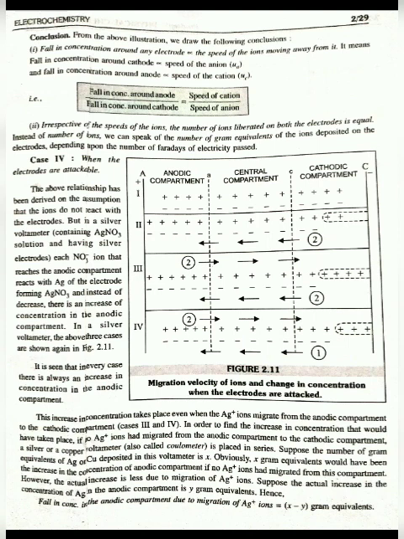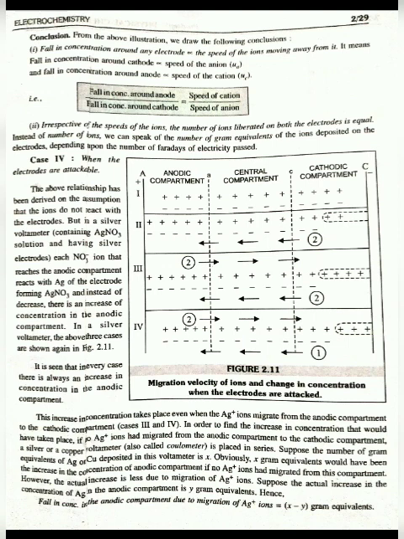Case fourth, when the electrodes are attackable. The above relationship has been derived on the assumption that the ions do not react with the electrodes. But in a silver voltameter containing AgNO3 solution and having silver electrodes, the NO3 negative ion that reaches the anodic compartment reacts with Ag of the electrode forming AgNO3, and instead of a decrease there is an increase of concentration in the anodic compartment. The above three cases are shown again in figure 2.11. It is seen that in every case there is an increase in concentration in the anodic compartment. This increase in concentration takes place even when Ag positive ions migrate from the anodic compartment to the cathodic compartment.